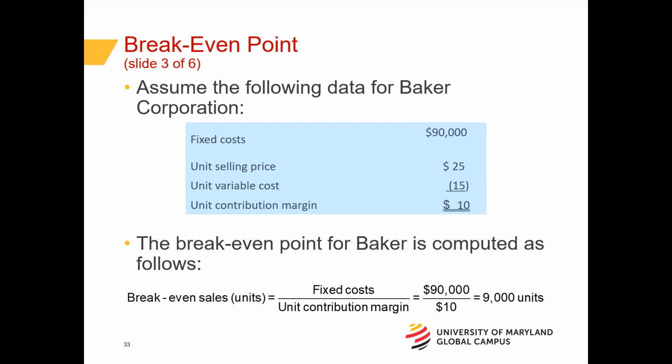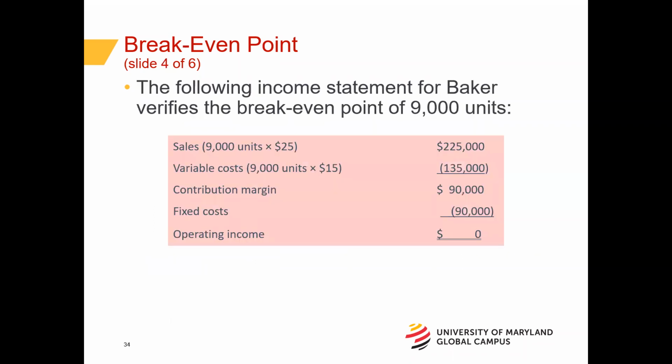To find the break even in units, we take our fixed cost, 90,000, divided by unit contribution margin of $10, to get a break even in number of units of 9,000. I need to sell a total of 9,000 units in order to break even. Good so far? Yes. Wonderful. Thank you so much.